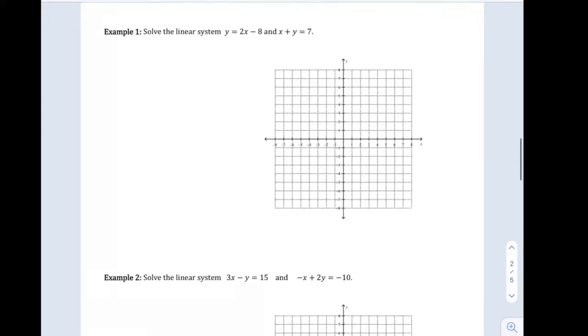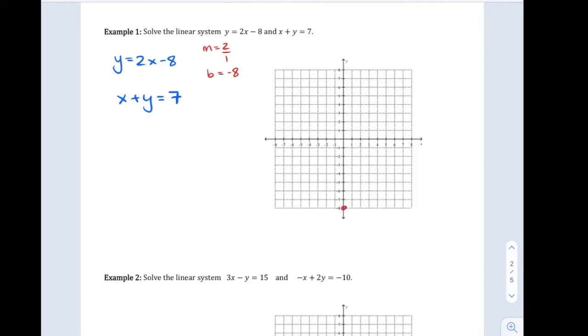Solve the linear system. I'm going to write this one out. y is equal to 2x minus 8. And the other one is x plus y is equal to 7. So that first one, I should be able to graph because it's already in y is equal to mx plus b form. Maybe I'll use red for this one. I know that the m value is 2, or I can write it as 2 over 1. And the b value is -8.